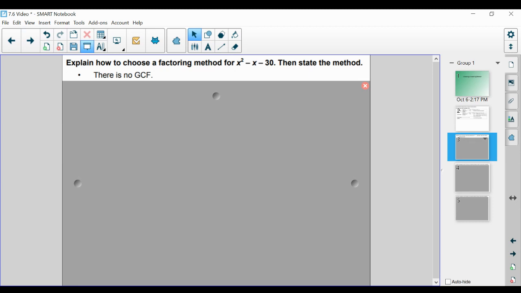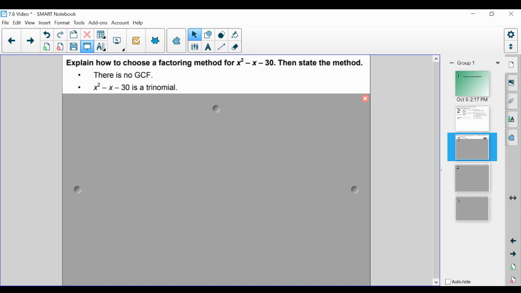So the first thing that we notice is that there is no greatest common factor. So we cannot factor out a greatest common factor. So we're still left with x squared minus x minus 30. We see it's a trinomial. That means we have 3 terms. This is actually what's called a quadratic expression. We have x squared minus x minus 30. So we're going to be using a trinomial setup.